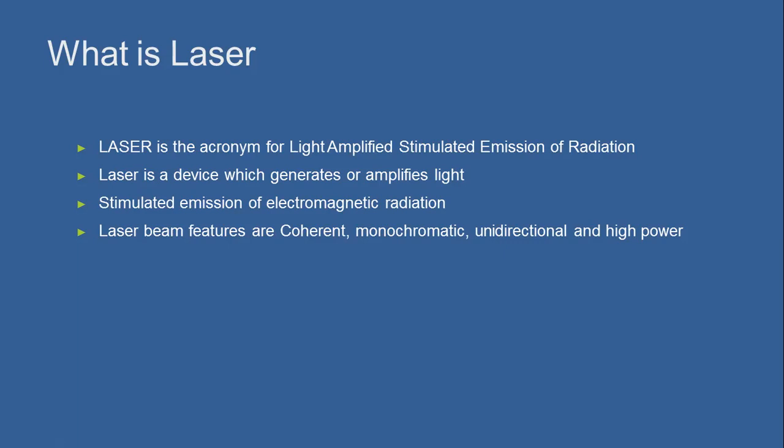Stimulated emission of electromagnetic radiation is the source for creating laser light that is coherent, monochromatic, unidirectional, and high power. What are these four words? These are the features of a laser beam. You can say these are the specialties of laser light, the difference between normal light and laser light, in these four parameters.